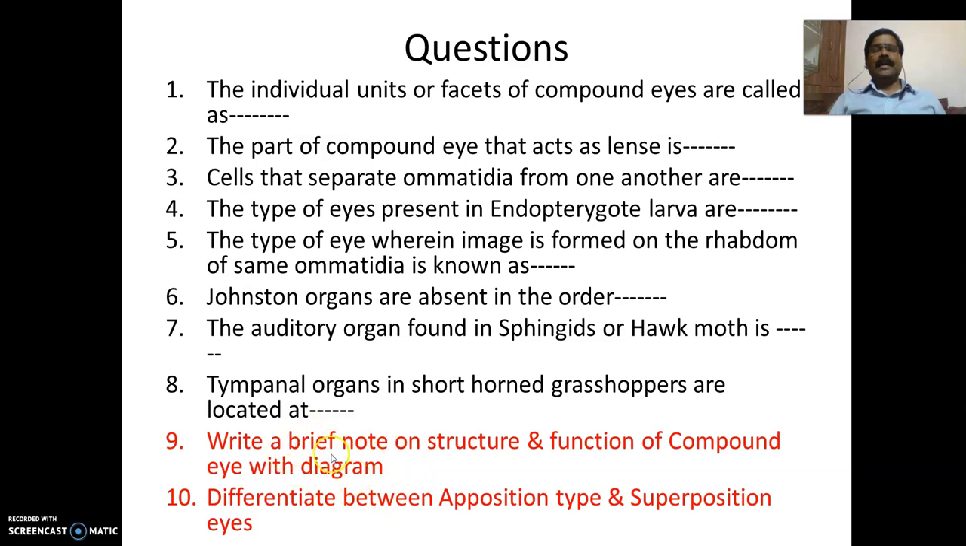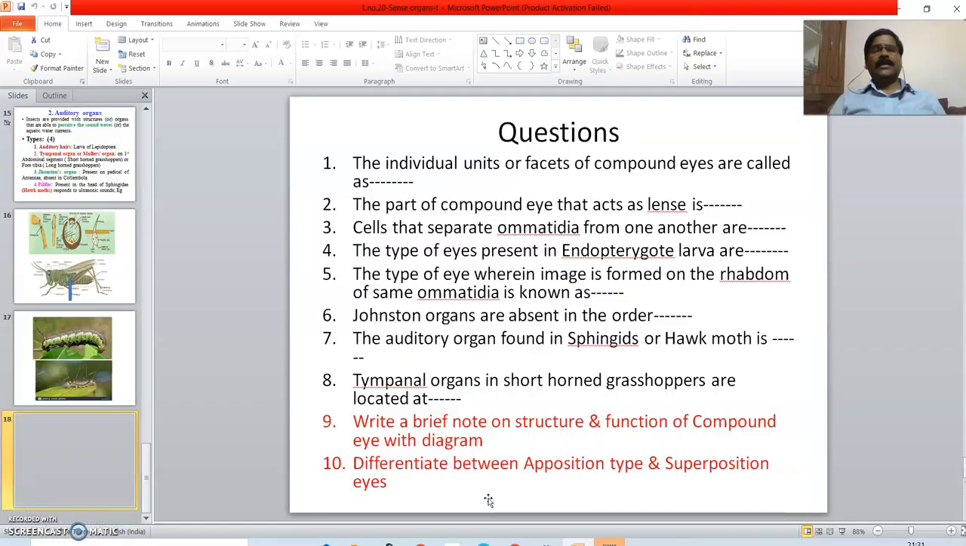Okay, that is, write a brief note on the structure and function of compound eyes with diagrams. As I said in the last class, all the diagrams and figures given in the previous classes are very important. I am going to give a small assignment on this aspect also, which I will inform you about later. Okay, this is a question which can be expected in the final examination. And the second one, of course a very important one, is differentiate between apposition eyes and superposition eyes. Okay, so with this we have completed all the lectures.